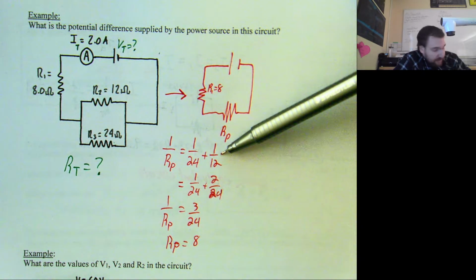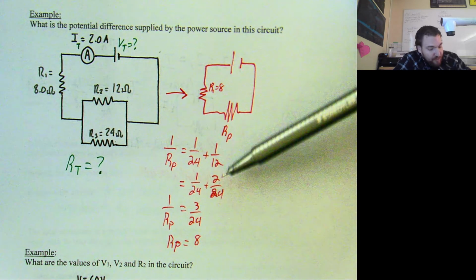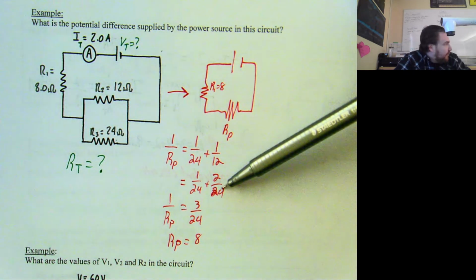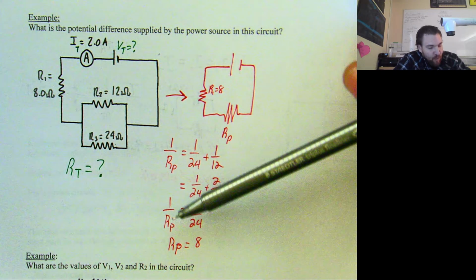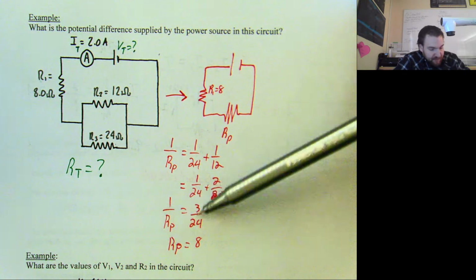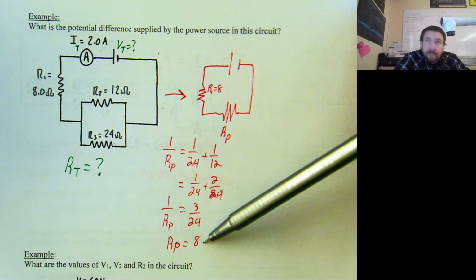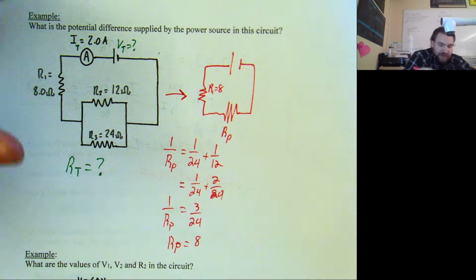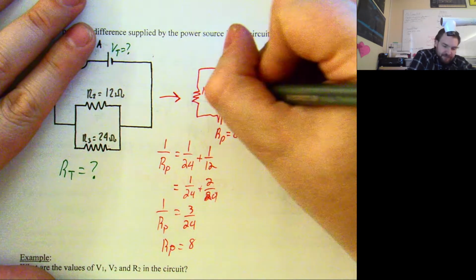Well, no, because I was just seeing 3 over 24. Yeah, so 1 over 12 is just 2 over 24. I made an equivalent fraction with the same denominator. So then you add the numerators, the denominator stays the same. And I don't want 1 over RP, I want RP. So I took the reciprocal of both sides. I got RP equals 24 over 3, which is 8. So we know that this now is 8 ohms.